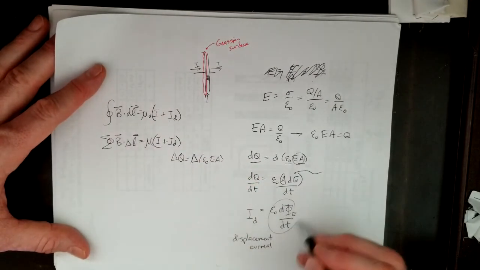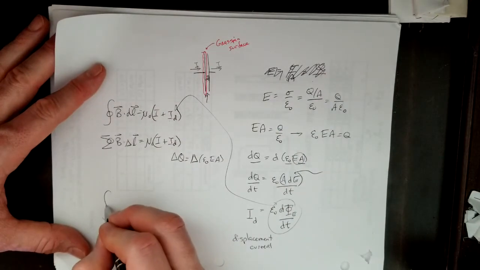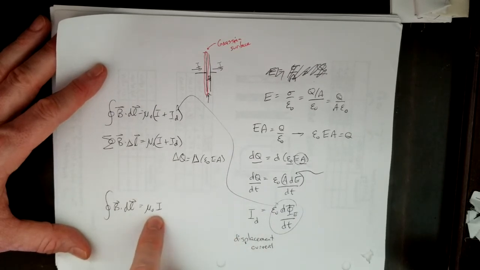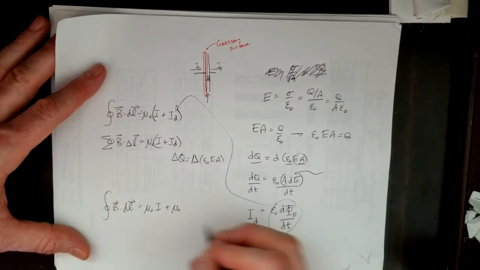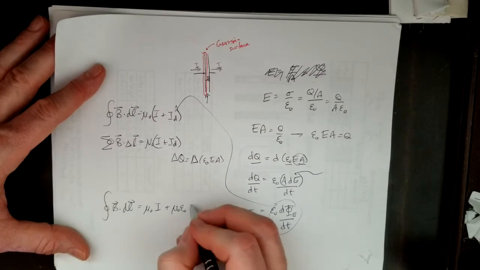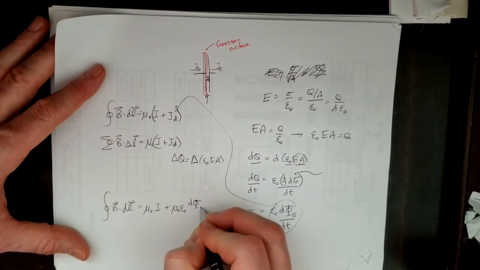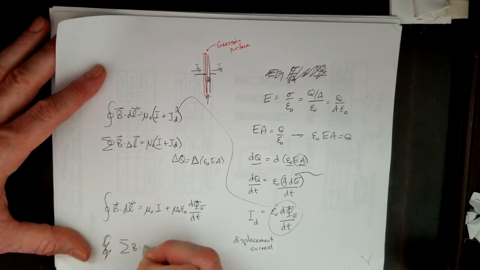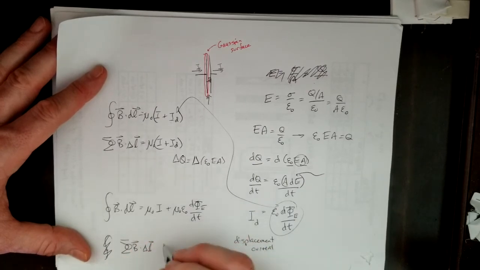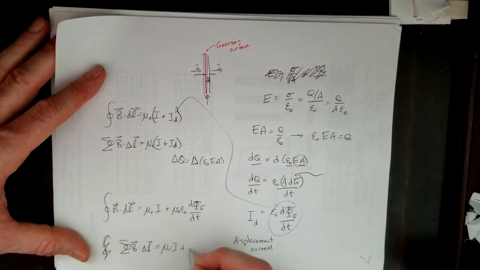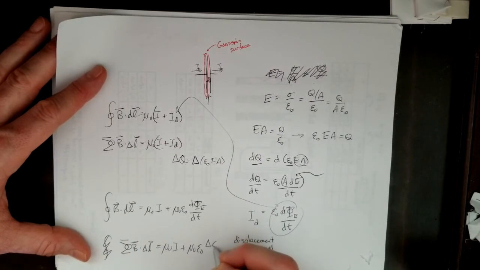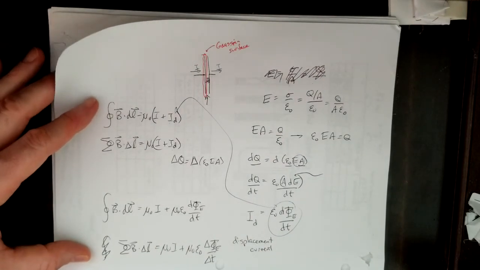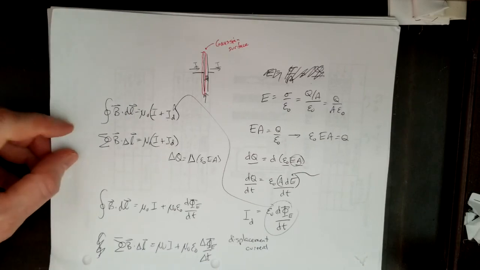And if I make this substitution into it, I get the integral of B dot dl is equal to mu naught I, the traditional charge moving current, plus mu naught epsilon sub naught d phi E dt. Or the sum of B dot delta L around the closed loop is equal to mu naught I plus mu naught epsilon sub naught delta phi E over delta t. We now have all four of Maxwell's equations, and that will be the next video.